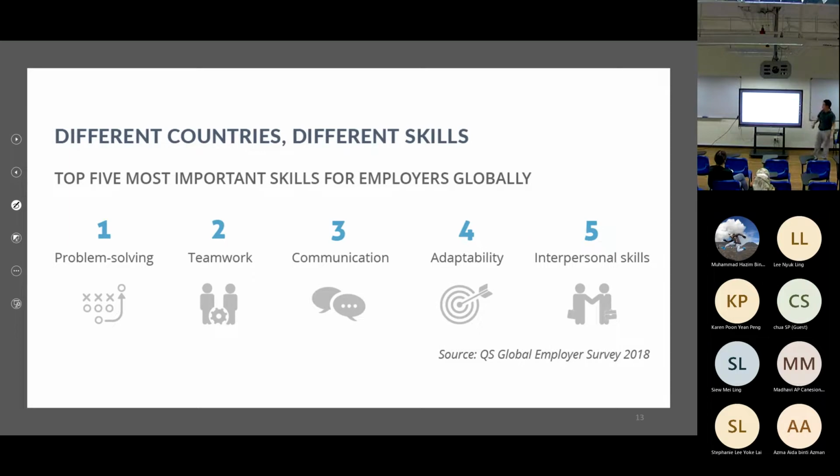5 most important skills for employers globally. Globally, what do they see? Problem solving, teamwork, communication, adaptability, interpersonal skill. This one is still valid 2018. See? Main skills. Employers, same.